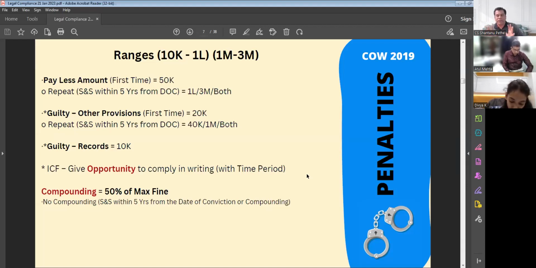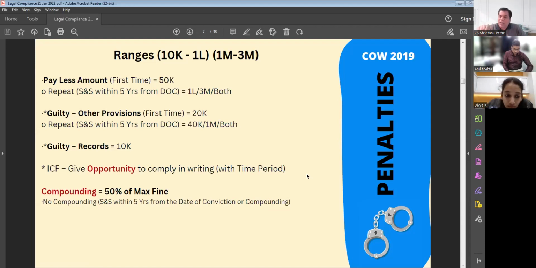Please note that we are only talking about the Code on Wages. Don't apply it universally. Everywhere you will not get this luxury. But in this specific act, because it will cover maximum establishments, almost all establishments, small also, they have given the employer an opportunity to comply with the default within time. And if he does so, there will be no prosecution. And if he does not follow that instruction, then definitely there will be a prosecution.